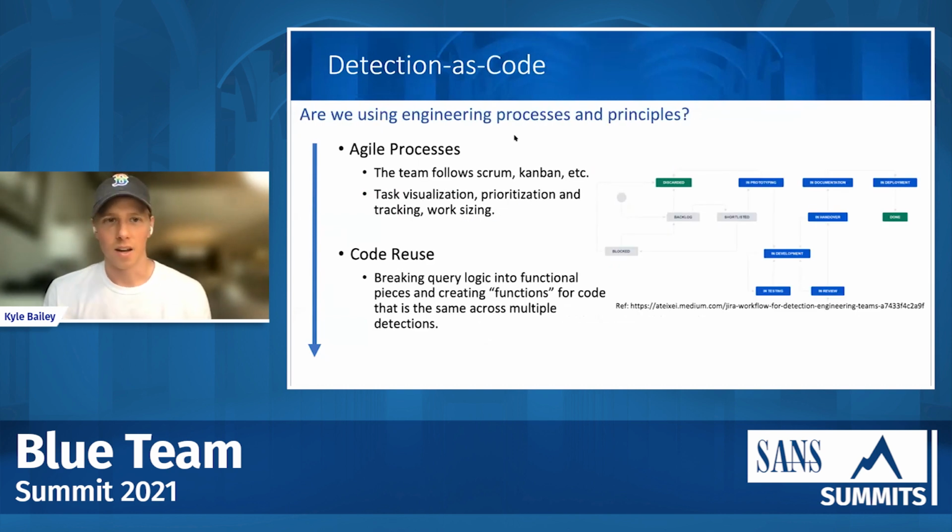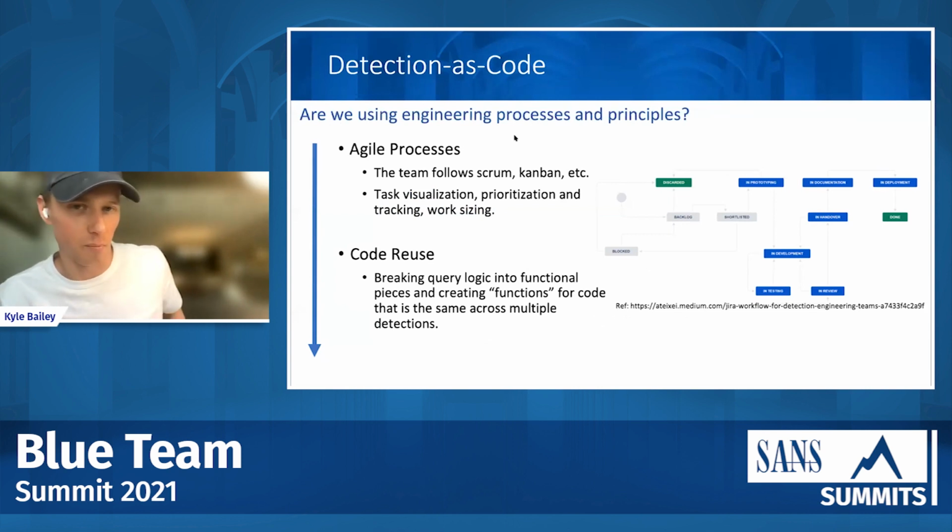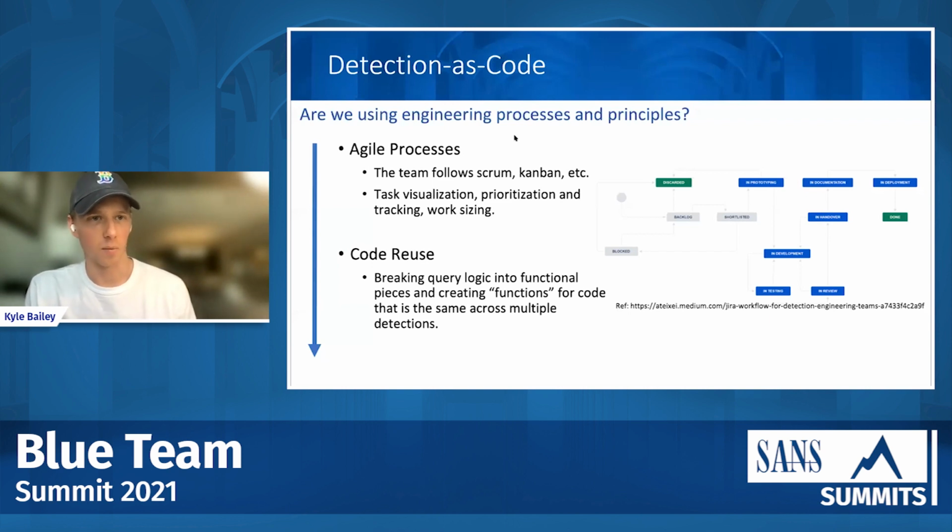All right, detection as code. This is the fun part. So are we using engineering processes and principles? Again, I'm ordering this by what I perceive as level of difficulty to implement, which may be different for your organization. But one of the first places that I and my team started was moving from a completely ad hoc workflow, just building detection and maybe tracking it in tickets or Jira, but not necessarily using a formalized Scrum or Kanban model, not using a board, not running sprints. Whatever we were trying to do, we were very ad hoc.